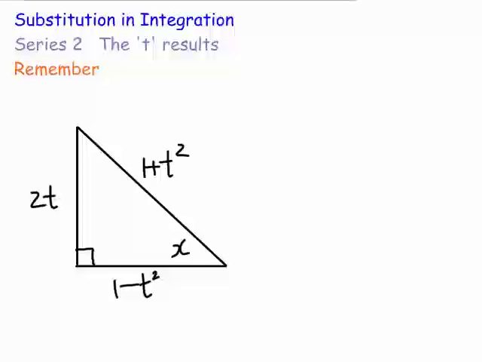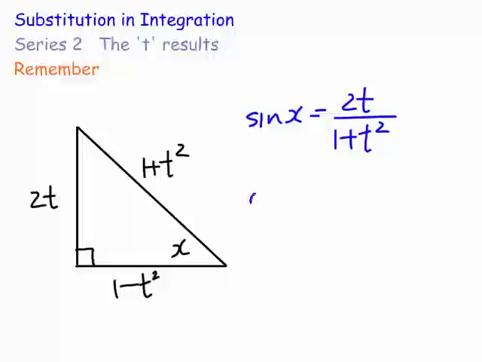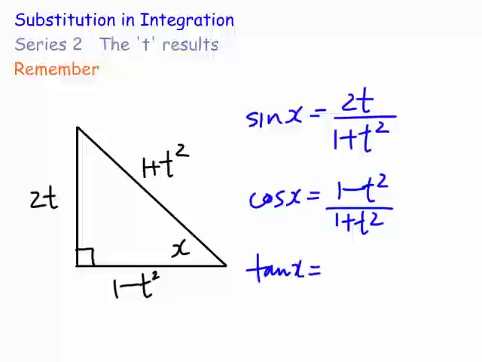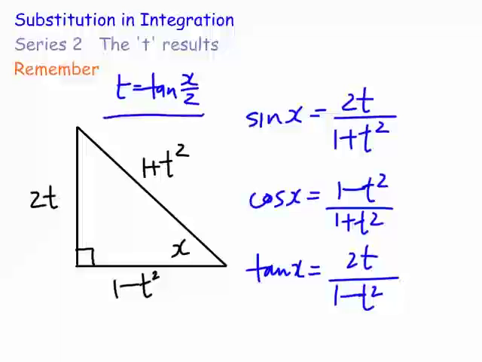So we can see here that sine x is pretty much easily the opposite on the hypotenuse. You can see the cos x, we derived before, is 1 minus t squared on 1 plus t squared. So sine x is 2t on 1 plus t squared, and while we're here, the tan x substitution is going to be 2t on 1 minus t squared. Remember, this is t equal to tan x on 2. Alright, let's move on to another example.